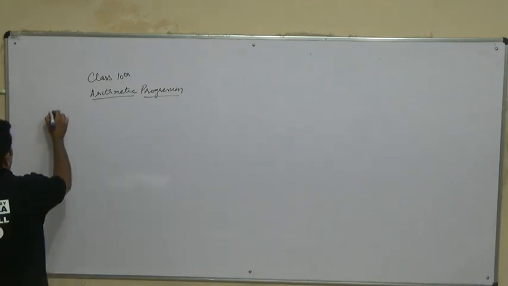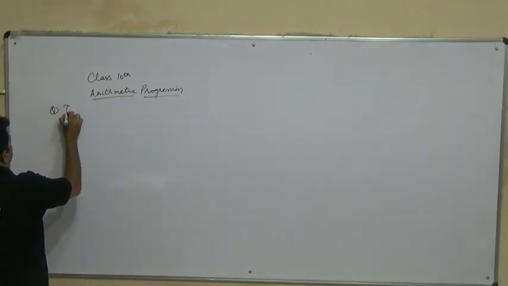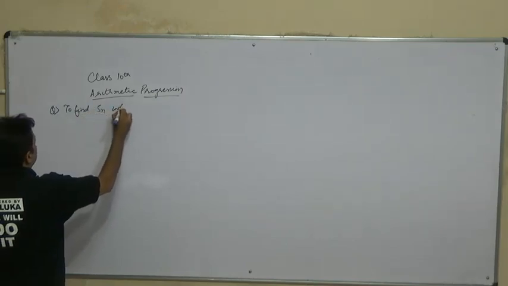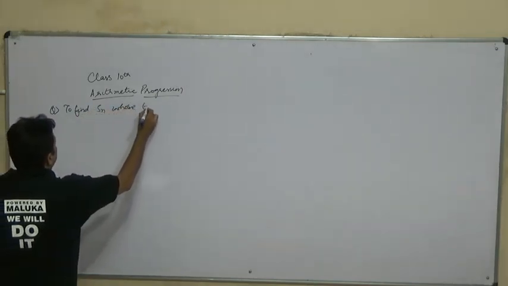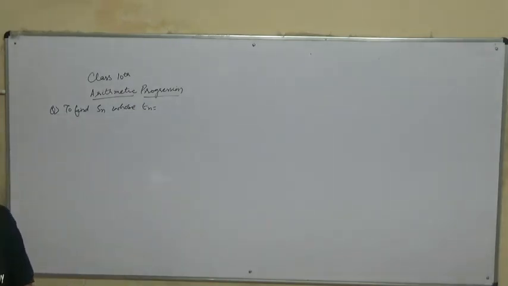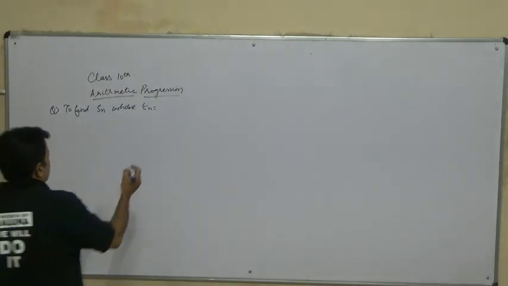And the next question is, find the sum of n terms of an AP whose nth term is given by an is equal to... find Sn whose Tn is given by 5 minus 6n.